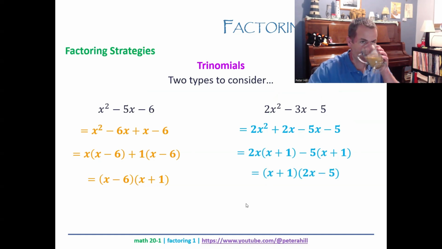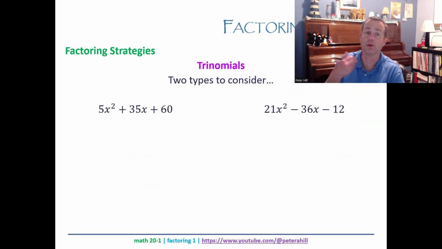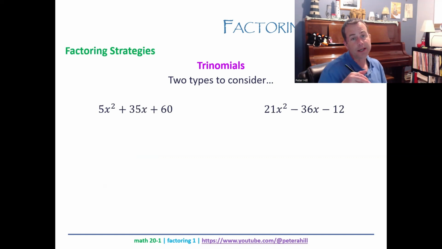Awesome. Okay, next guy, 5x squared plus 35x plus 60. Now, some of you may go right away and say, I'm looking for two numbers that multiply together to 300. Don't do that. Remember what I said a couple minutes ago. The first step in any factoring question is to ask yourself, do I have a greatest common factor? When I look at 5, 35, and 60, all of those things are divisible by 5.